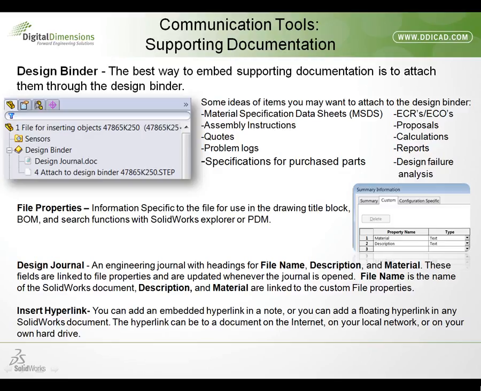Embedded in the Design Binder by default in every single SOLIDWORKS document is a design journal. This is a Microsoft Word document that by default is pulling in the file properties of file name, description, and material. So when you update the file properties to that SOLIDWORKS document, these properties are then updated and reflected in the design journal.